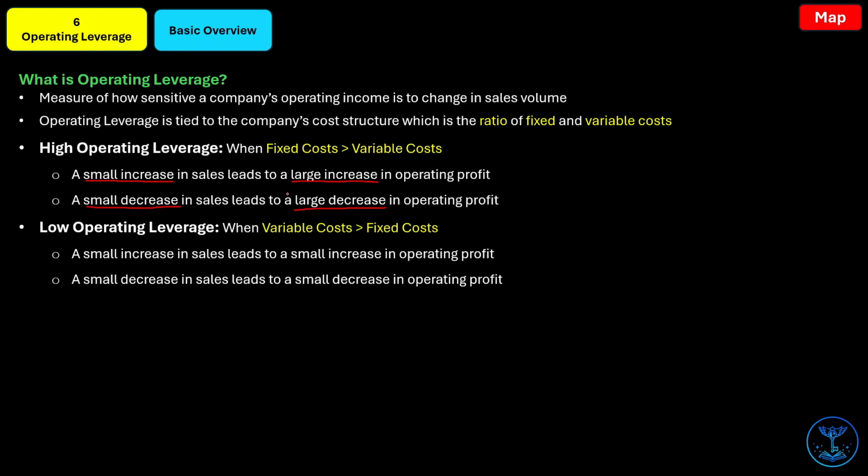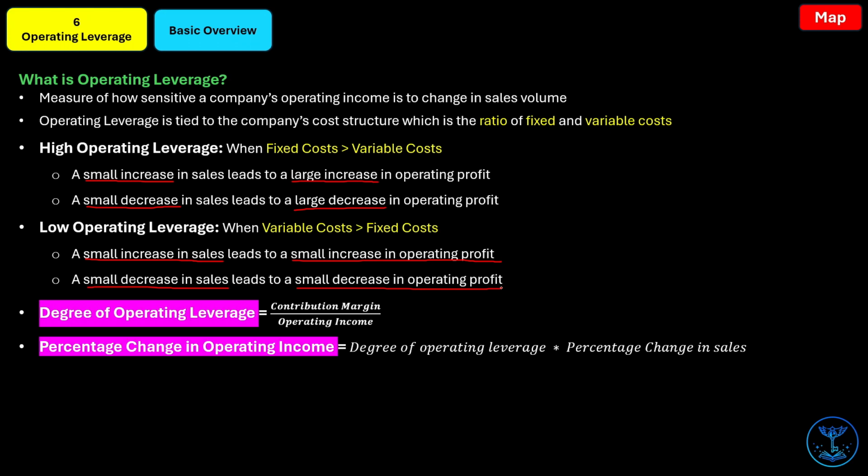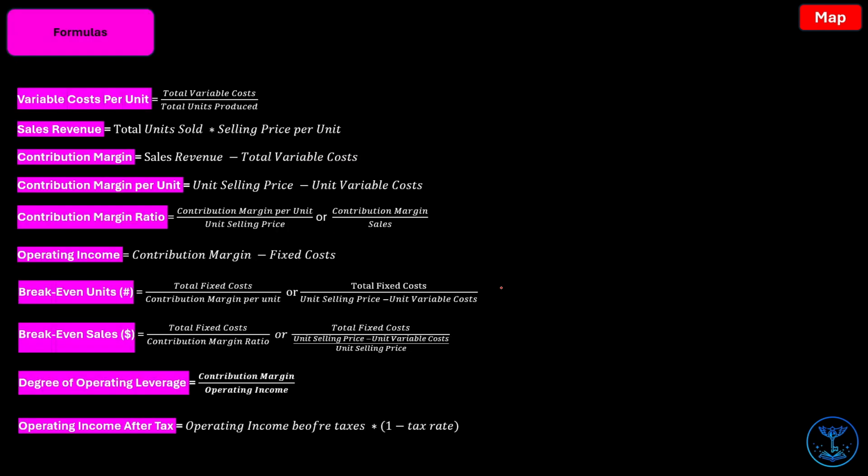Low operating leverage is when variable cost is greater than your fixed cost. This implies that a small increase in sales leads to a small increase in operating profit. A small decrease in sales leads to a small decrease in operating profit. So degree of operating leverage is equal to your contribution margin divided by your operating income. This is pretty straightforward to calculate, as you can calculate this from your income statement. And then your percentage change in operating income is the degree of operating leverage times your percentage change in sales. So these are all the formulas that you'll be needing for this chapter.